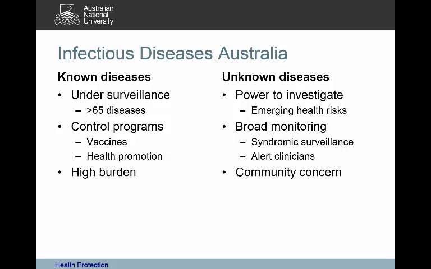For known diseases, we know they have high burden. So a disease like pertussis causes thousands of infections every year and occasional deaths in infants that are unvaccinated. Compared to unknown diseases where it's more community concern, so if we're talking about something like Hendra, where it's not easy to have under surveillance, or other diseases like it, it's really the community is concerned.